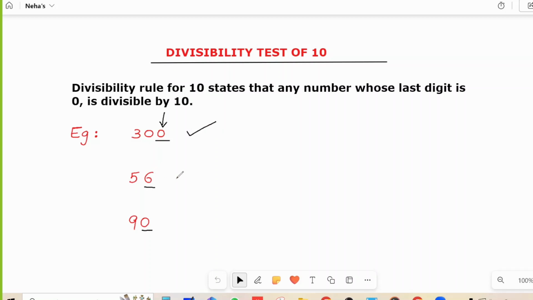The last digit here is 6, which is not equal to 0. So it is not divisible by 10. The last digit here is 0. So this is divisible by 10.